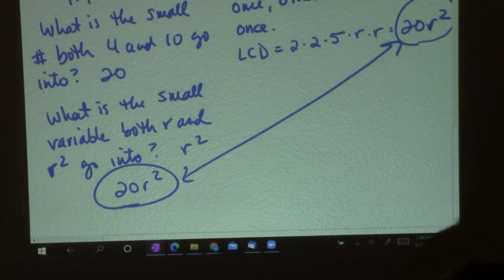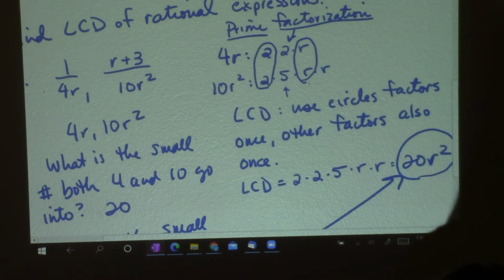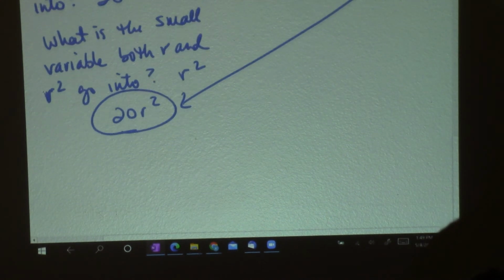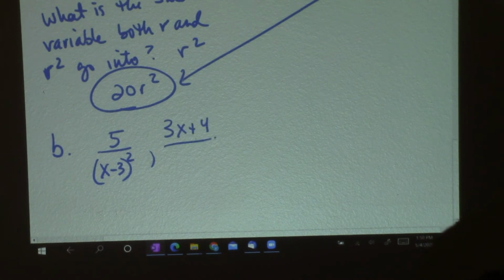You can reason your way through it using your brain, just your thinking, and you can also write it out using prime factorizations. We have both. Okay, so let's do another one. Here's B. We want to find the least common denominator of 5 over x minus 3 squared and x squared minus x minus 6. Of course we have to move on to harder things. Of course. Okay, so let's factor these.